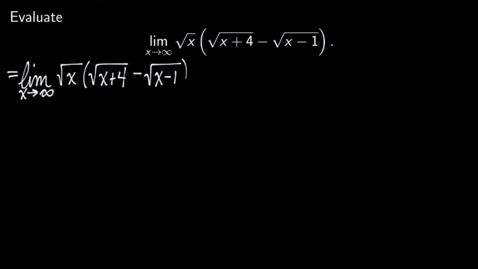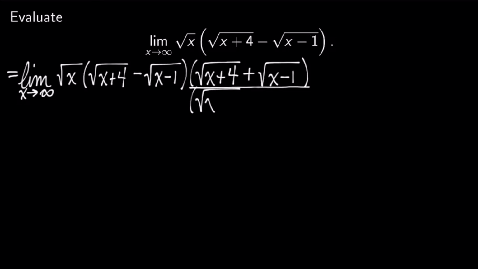I'm going to take my limit, and I'm going to multiply the expression by radical x plus 4 plus radical x minus 1 divided by that same thing. See how this is literally the number 1, so I'm not really changing the problem. I'm not changing the expression at all. But what's going to happen is I can use difference of squares to combine these two and get something cute.